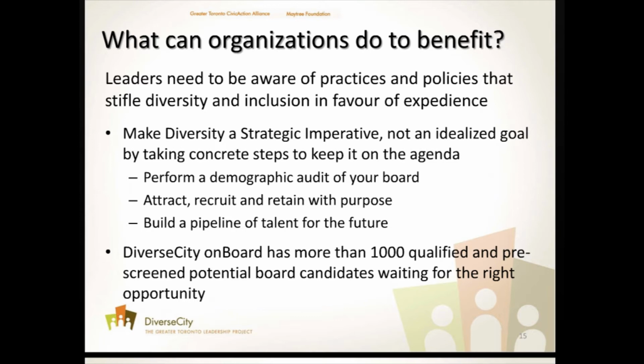As Ratna has already suggested, diversity on board has, Ratna would say, 1,500 qualified pre-screened candidates. So you've grown quite significantly from the numbers I had available. And these are candidates waiting to be placed in suitable opportunities.